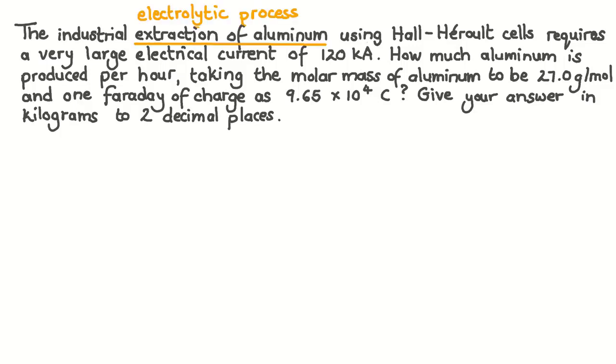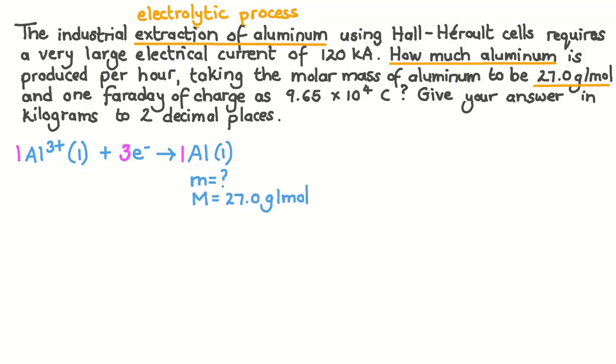The extraction of aluminum is an electrolytic process. Aluminum ions in the molten phase are reduced to liquid aluminum metal. For every 1 mole of aluminum ions, 3 moles of electrons are needed, and this produces 1 mole of aluminum metal. We are asked how much aluminum is produced per hour. In other words, what mass of aluminum is produced. We are given the molar mass of aluminum.